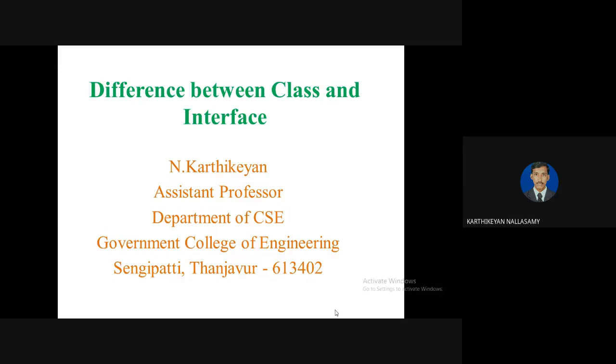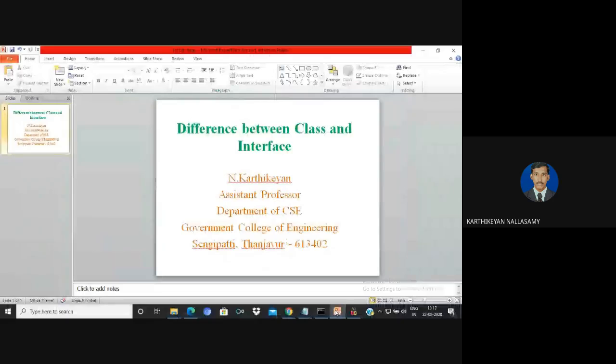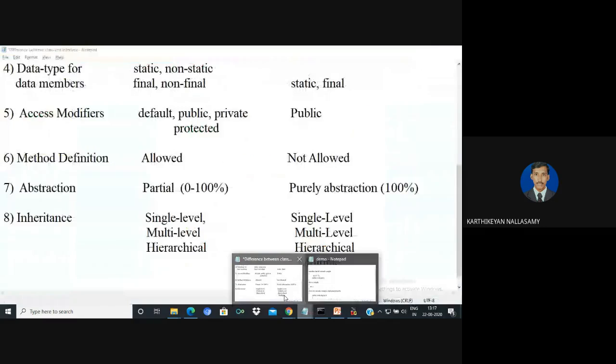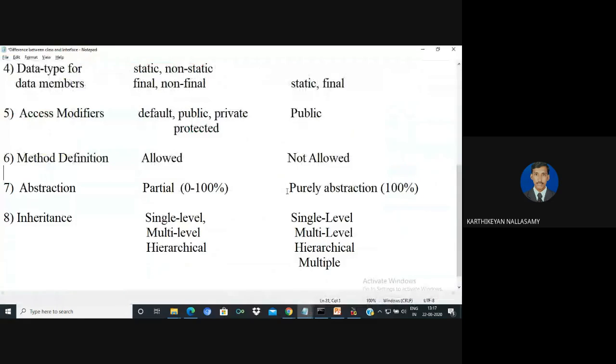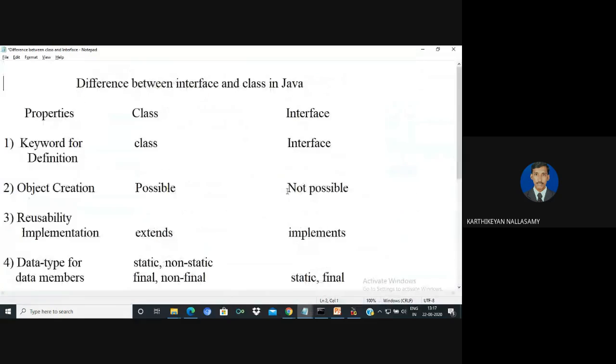In this video, I'm going to compare the concepts of class and interface. We know that a class is a collection of properties. It consists of both methods and data members. The interface is also the same thing, but there are some differences we have to state between class and interface. If you want to implement the concept of a class, we have to use the keyword class. But if you want to define an interface, we have to use the keyword interface.